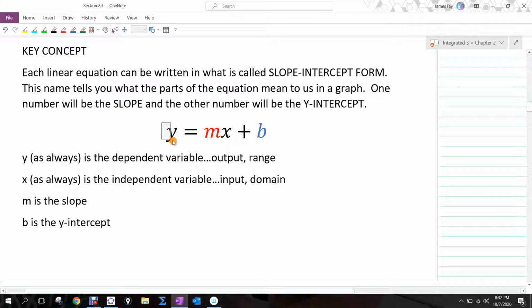Your y, this amount, is your dependent variable, and it depends on what this value right here is. So this y value is what we're going to call our range or our output, and this value here is our input or our domain.